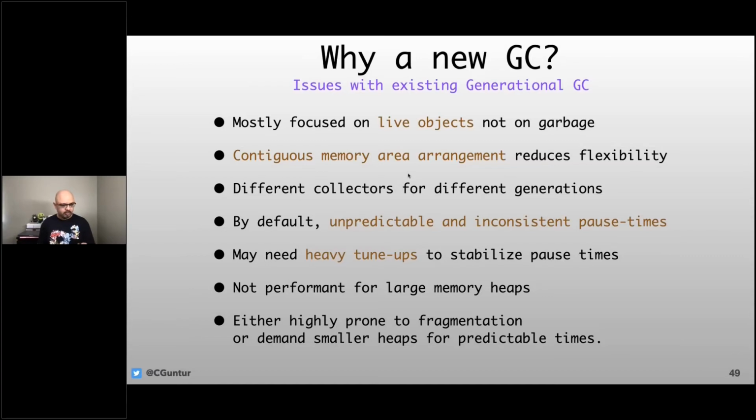And if you come up and say, hey, I'm going to just use concurrent mark sweep, you're highly prone to fragmentation. And therefore, there is a demand to create a smaller heap to make it more predictable, because the larger the heap and the more fragmented your objects are, it takes longer to garbage collect. So there were some very solid reasons why the past generational garbage collector no longer works efficiently.